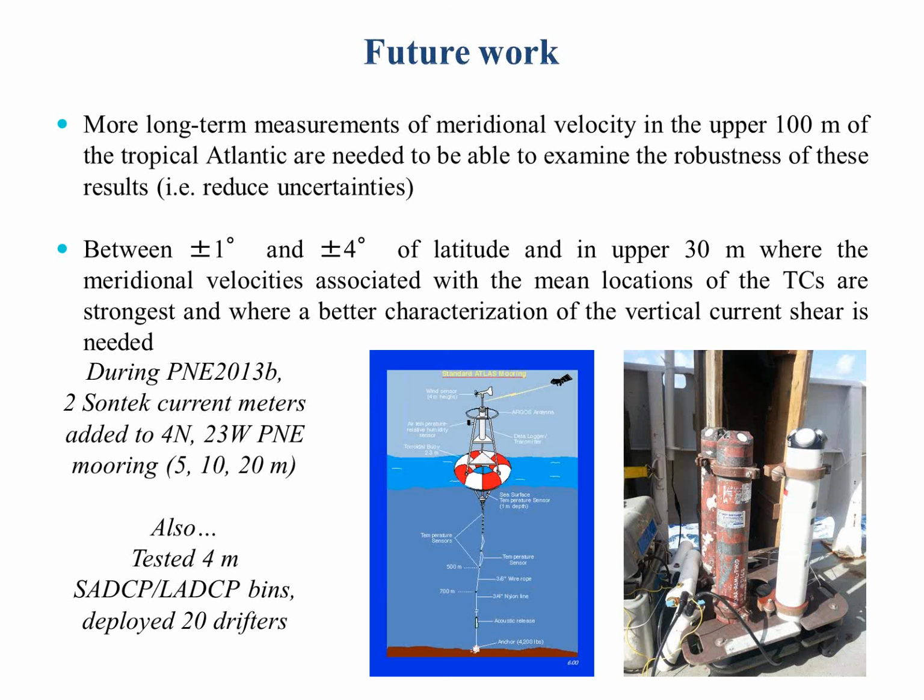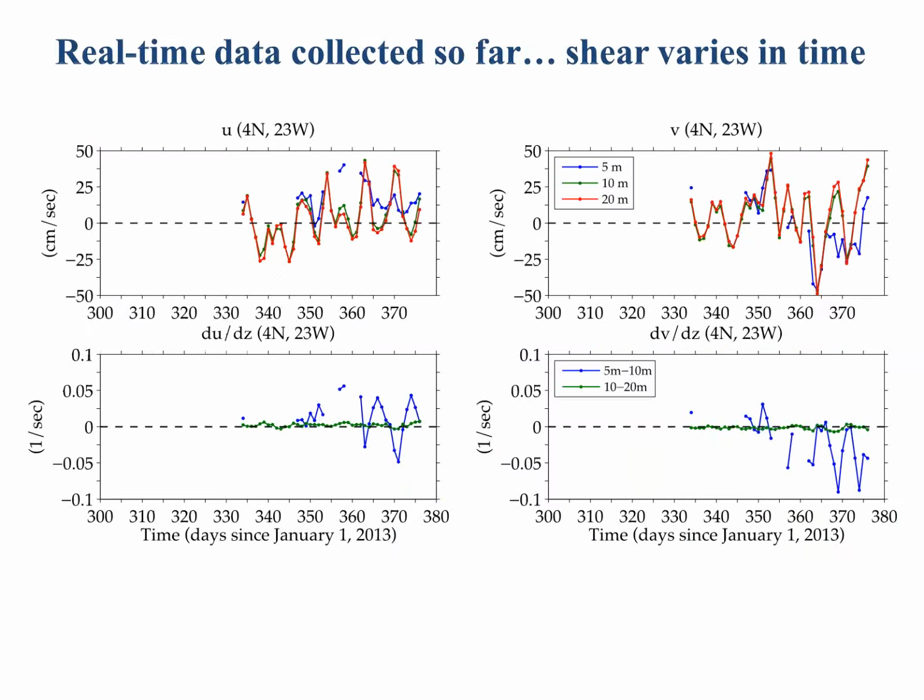The idea being to try to reduce that region where you can't collect data in the upper 30 meters. So trying to reduce it as much as possible and try to get another independent estimate of the shear. And then we deployed 20 drifters. So again, that's measuring the current at 15 meters depth. So we tried to do as much as possible to observe as much as possible in the upper 30 meters.